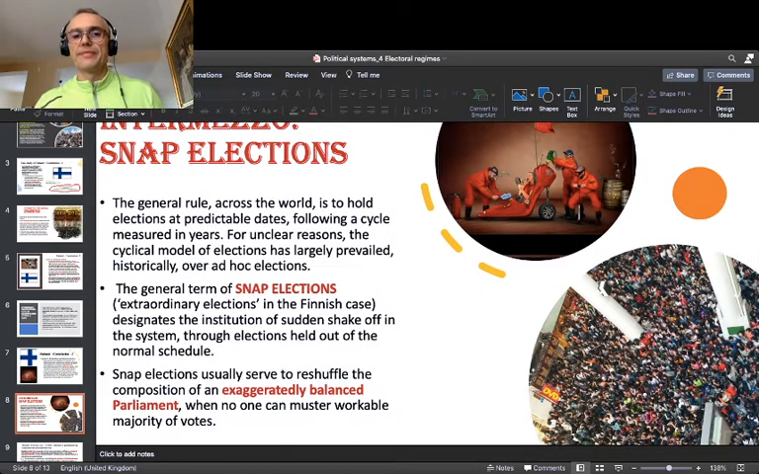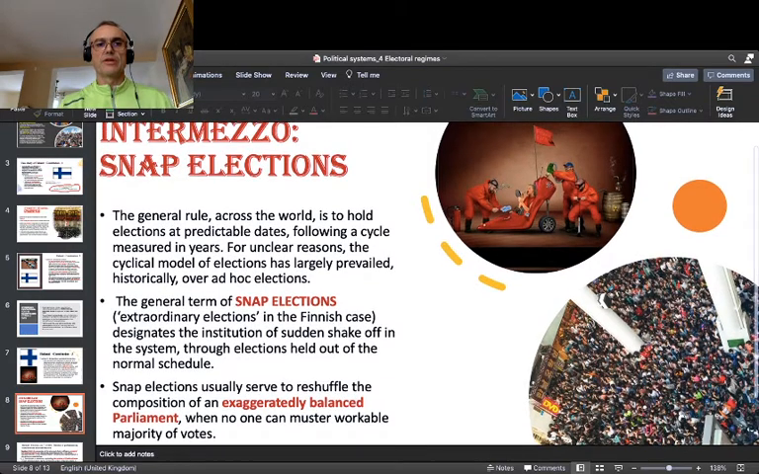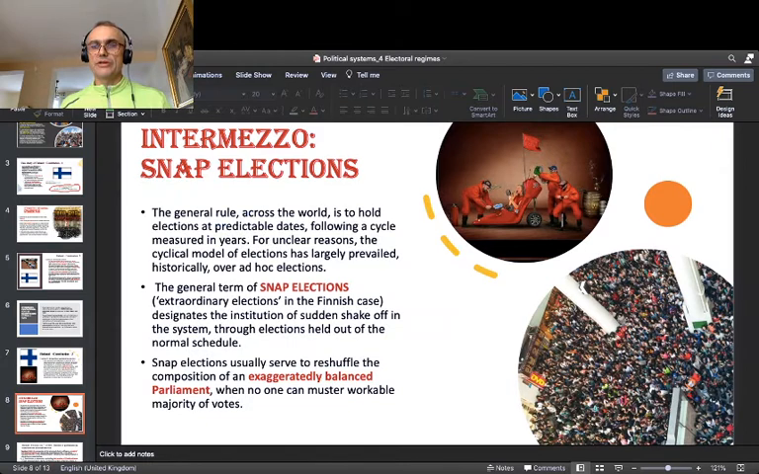Sometimes in the parliamentary system, in a parliament, you can have a situation when the parliament is too balanced, is exaggeratedly balanced. So parties in the parliament have so equal representation, so equal numbers of seats, that nobody can really muster and have a durable majority. So no policy can be effectively voted. Such a parliament is essentially stuck. It is dysfunctional. You need to shake it off. And then you organize what is called snap elections, or as in this Finnish case, extraordinary elections. And they essentially serve to shake off and reshuffle the political system in order to make a parliament functional.